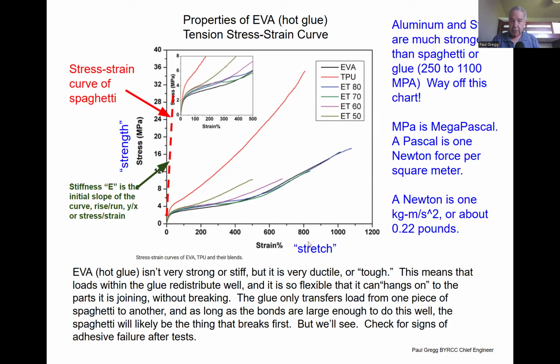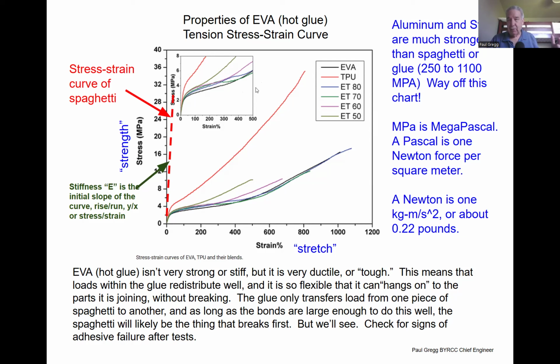Strain is inches per inch, so it really doesn't have units. It's unitless. And this means for a 10-inch part, this is stretched 100 inches. It's 1,000% strain. And usually the strains we're interested in are a lot smaller than that.